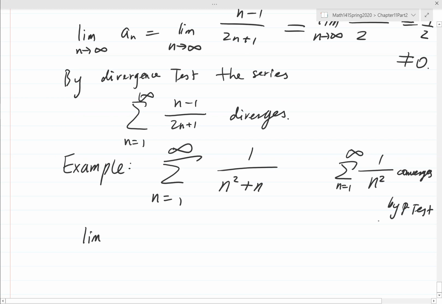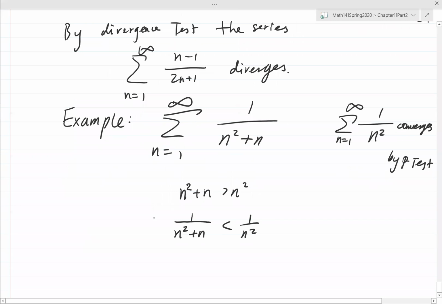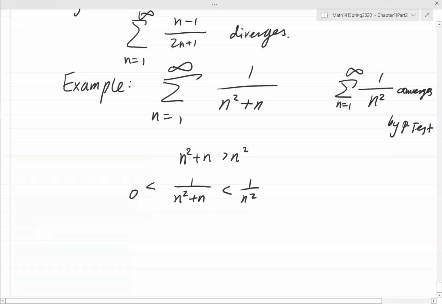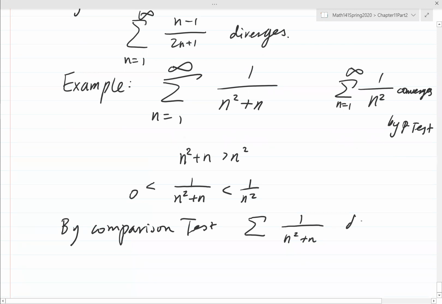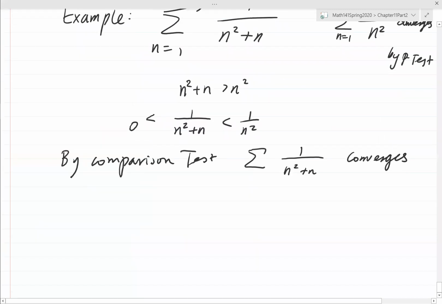Then you can use limit comparison, or the comparison test. First of all, n squared plus n is bigger than n squared. So if you take the reciprocal, 1 over n squared plus n is smaller than 1 over n squared, and of course it is bounded below by 0. So by the comparison test, the series converges. Smaller than some convergent series implies convergent.